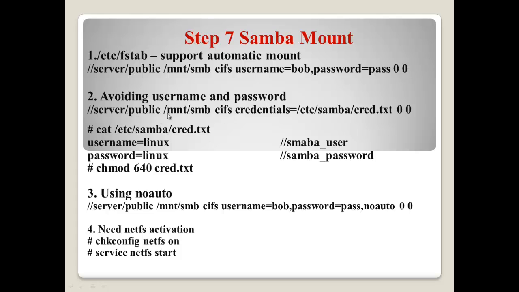Or number two, if we want to keep the username and password secure in the fstab file, in this case you can use credentials=/etc/samba/cred.txt. This is a file, and in this file you write down the username and password like this. This is the Samba user and this is the Samba password. After that, you give it the permission 640. Number three, if you don't want it to mount automatically, you can put noauto here.